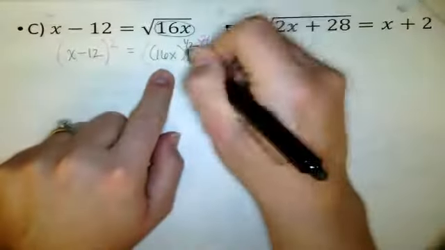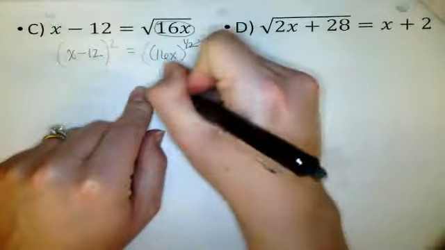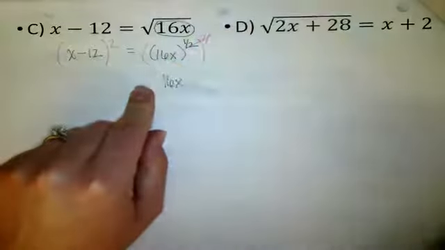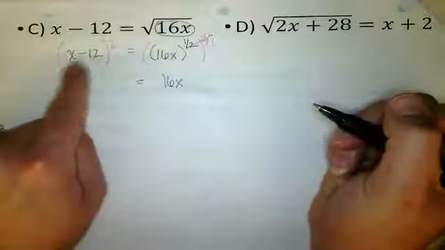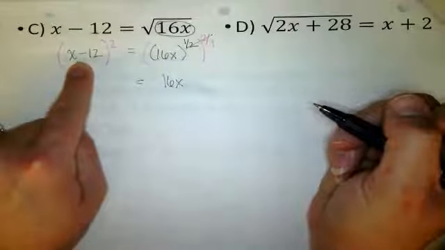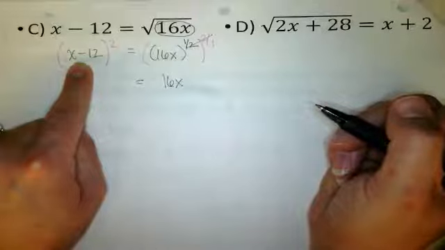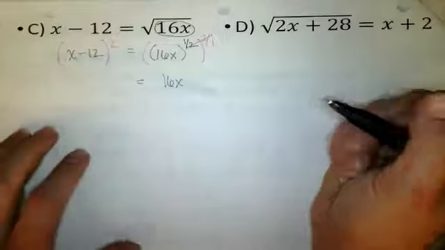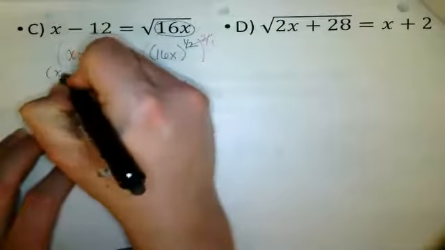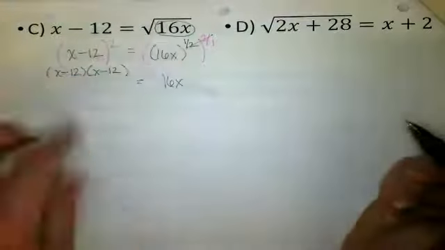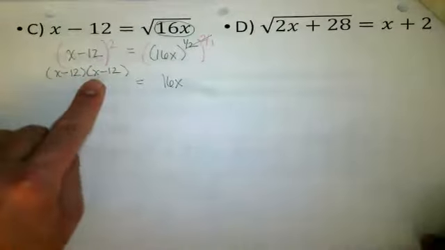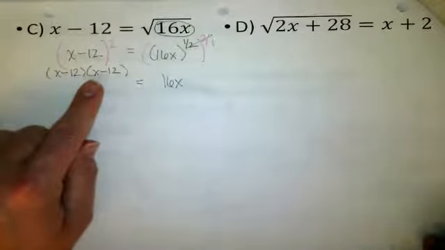On the right, 1/2 times 2 is just 1, so we're left with 16x to the first power, or just 16x. This is very tricky. What do we have to do over here? What does x minus 12 quantity squared really mean? Yeah, 2 sets of them. So we have x minus 12 times x minus 12. There's 2 of them, and we have to multiply those together very, very carefully. Distribute.